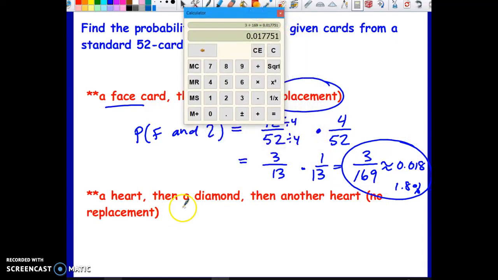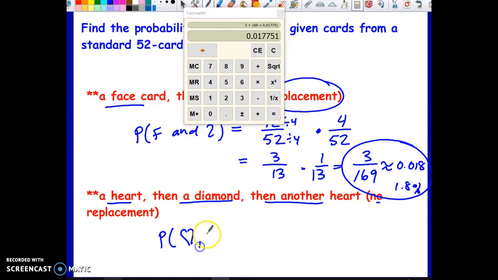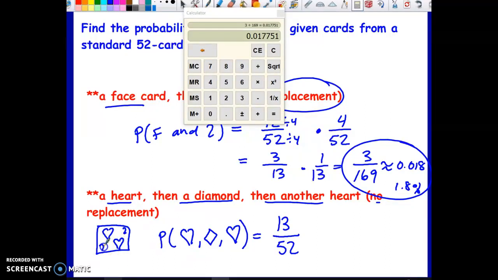What do we get? We got heart, then diamond, then another heart. No replacement, so I'm going to take a card out. How many hearts are there in the deck? So, probably getting a heart, then diamond, then another heart. Well, the first time I draw a card, how many hearts are there? There are 13, and how many cards are in the deck? 52. Now let's say I picked one out. I'm going to pick maybe the 2 of hearts. So that's the one that comes out. 2 of hearts is out now.